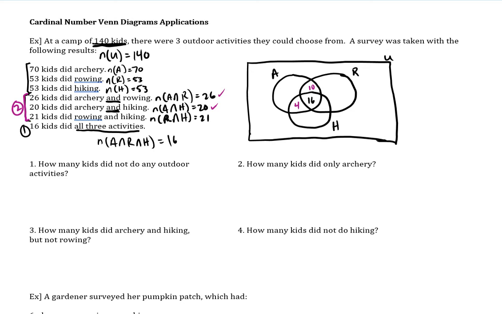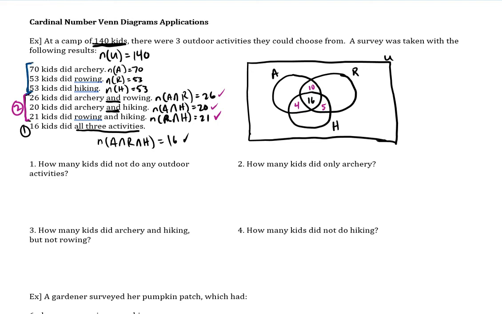So 21 kids did rowing and hiking. Again, the football shape already has 16 kids counted, so that means 5 more would go into the remaining part of the football shape, because 5 plus 16 is 21. So that's so far just going through it, and I put these little check marks to let me know, hey, I did use it. Just in case, I put that there to let me know that it's probably done and I don't need to go back to it.